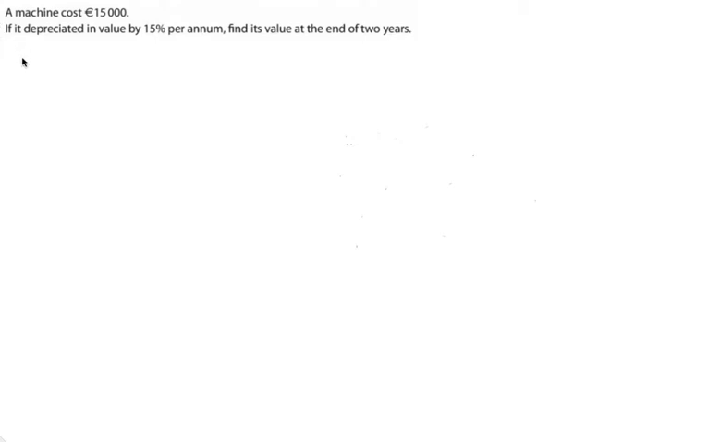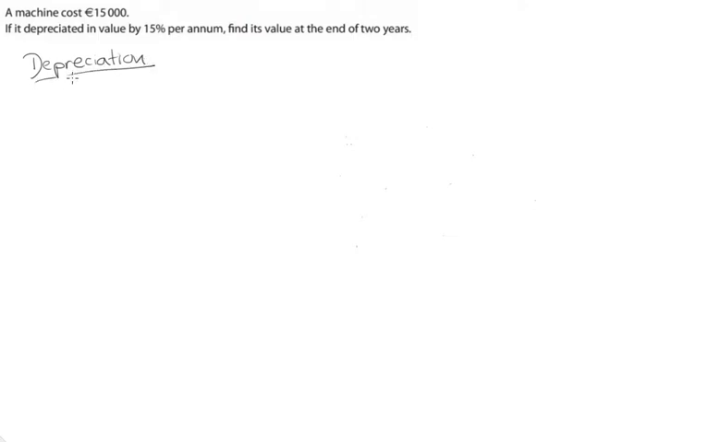Okay, here we're not going to do compound interest. We're going to do something a little bit different, but we're going to use a very similar formula, almost exactly the same. Here we are going to talk about depreciation. Let me just get the pencil here. Depreciation. Now we've talked about this in class before.